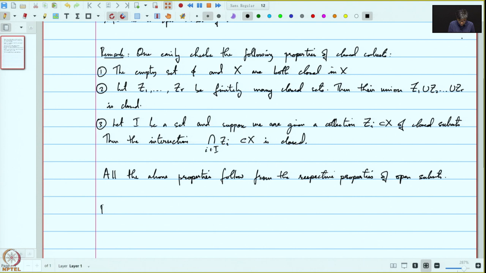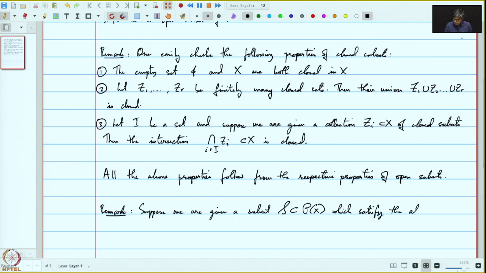That's one remark. And the second remark is that suppose we are given a subset S contained in the power set of X, which means we are given a collection of subsets of X which satisfy the above three properties. So S satisfies properties 1, 2, and 3. Then let tau be the collection of those U in X such that X minus U belongs to S.